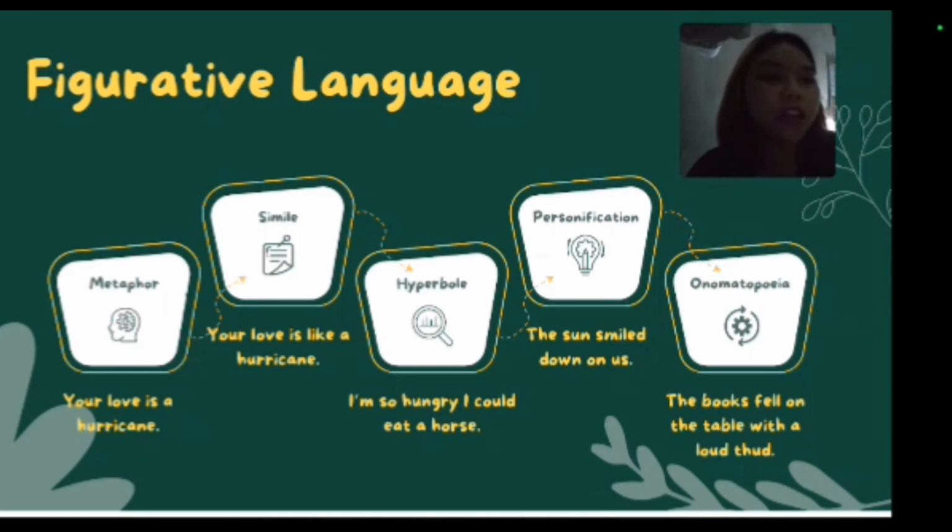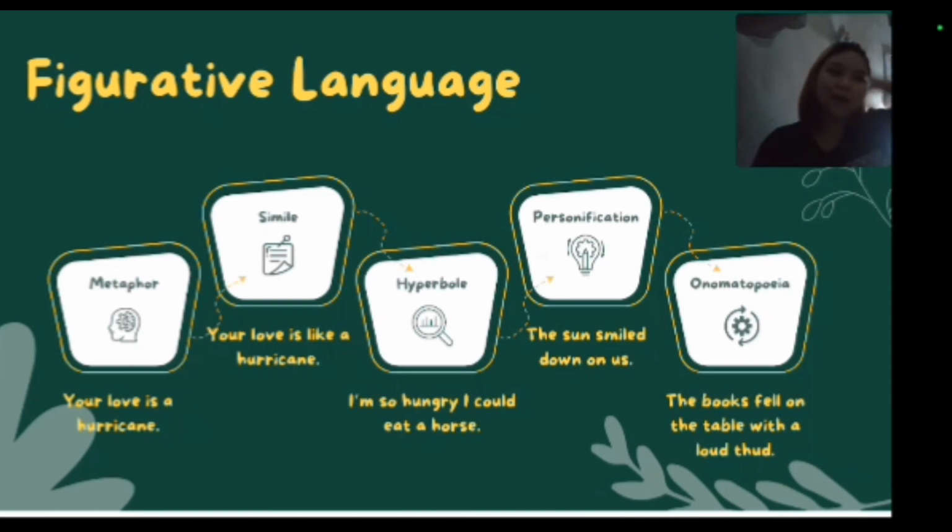Now onomatopoeia: the books fell on the table with a loud thud. What makes this onomatopoeia? It's the word "thud." Thud is a sound word. Onomatopoeia are words that are sounds. We use these words to describe what something sounds like, or what happens.